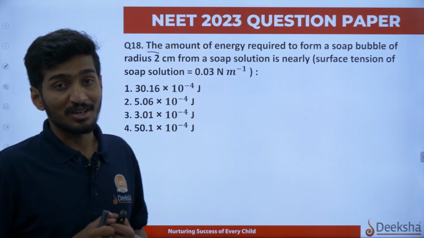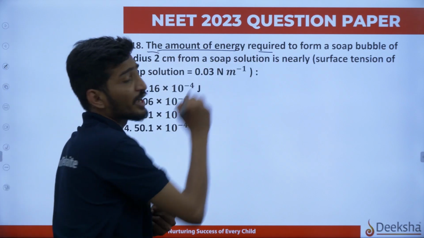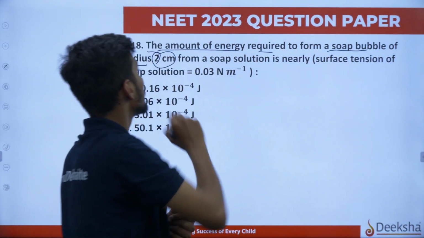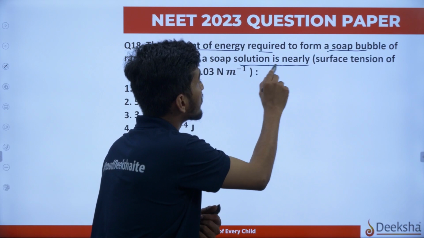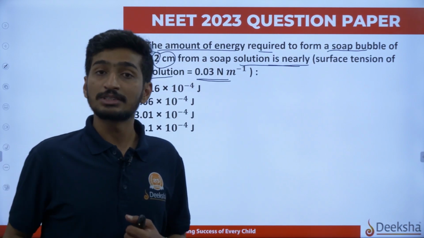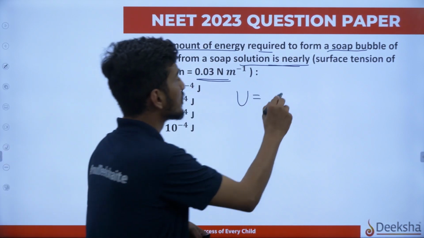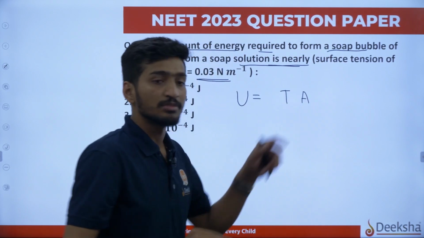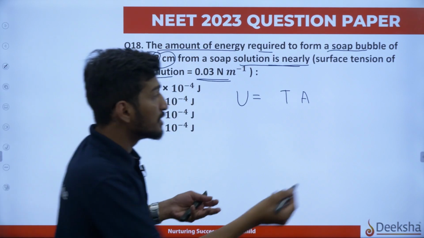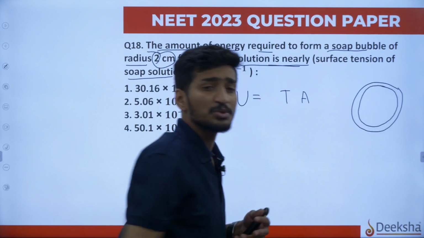Alright, so the next question comes from surface tension. Let's see what the question says. The amount of energy required to form a soap bubble, the radius of the soap bubble is given, and the soap solution having a surface tension of 0.03 Newton per meter. So first of all, energy to form one surface is T into A, tension into the area along which the tension is acting. When you make a bubble, understand that you are making two surfaces. What do you mean by two surfaces, sir?